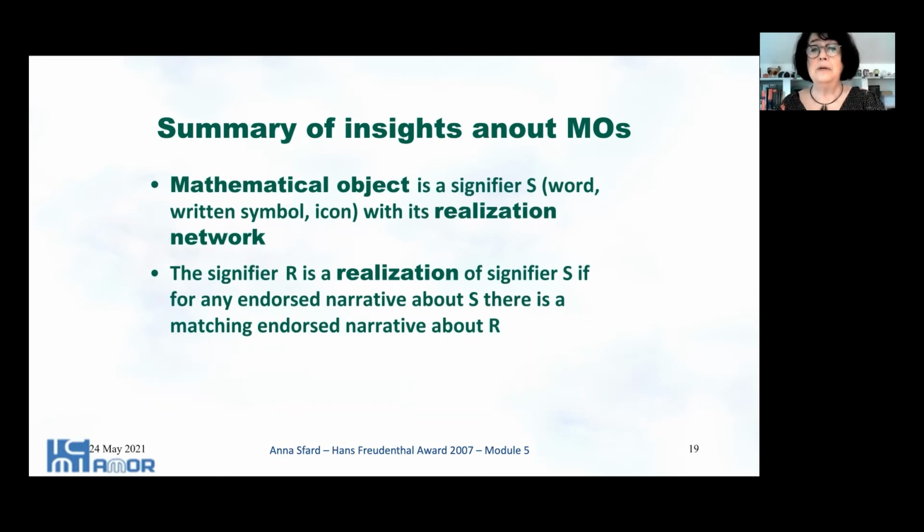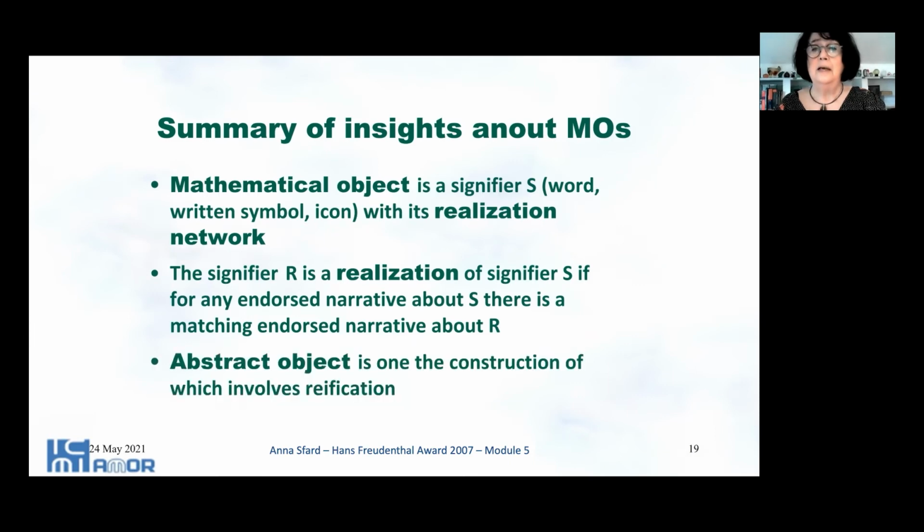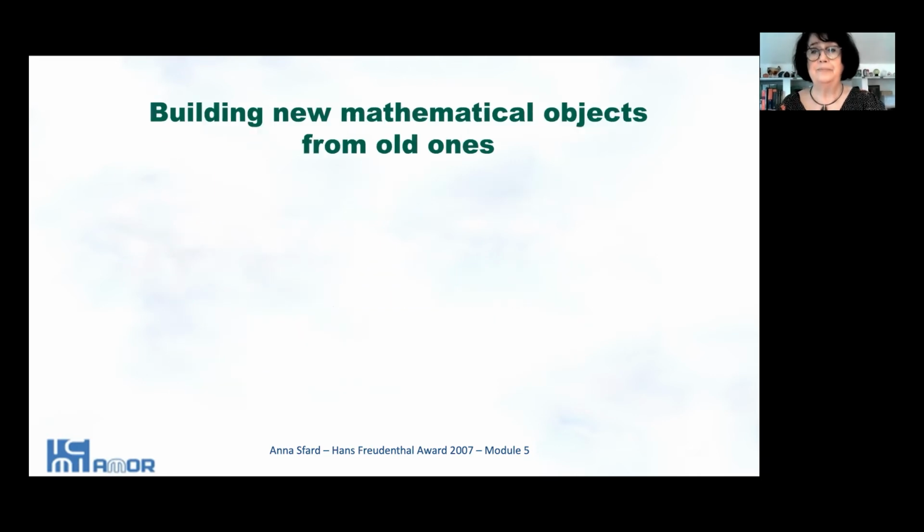Third, I can now define abstract object as one whose construction involves reification. So as long as there is no reification, there is no abstraction. Reification is the source of the same as abstracting. More generally, here is a schematic representation of the way in which generations of new mathematical objects are being built from old ones.